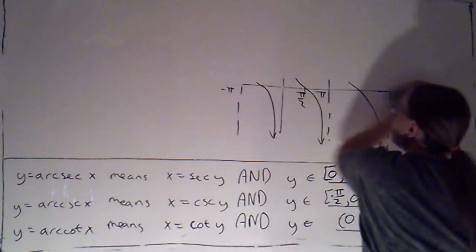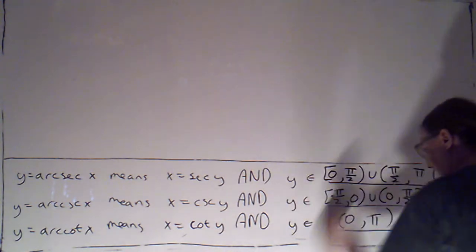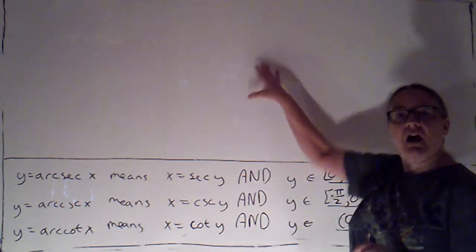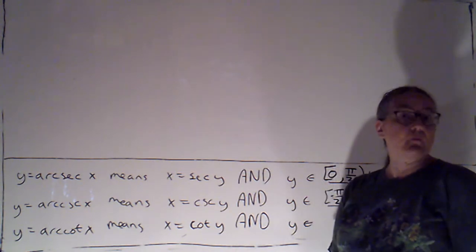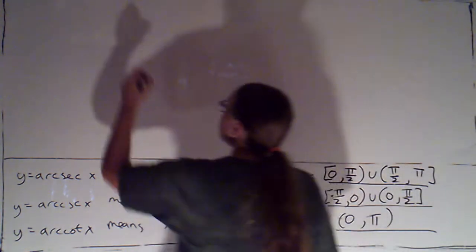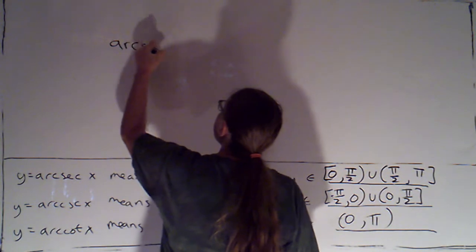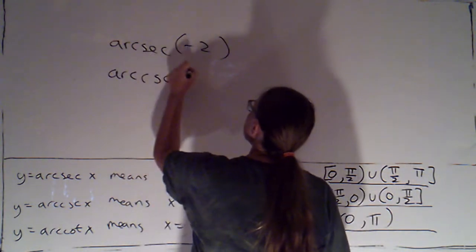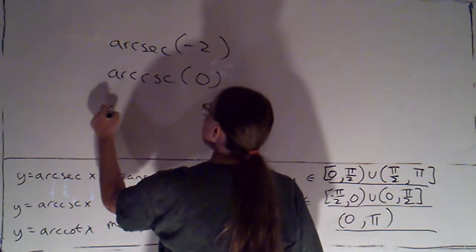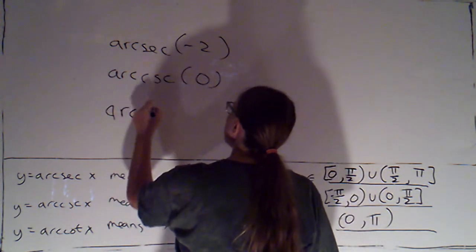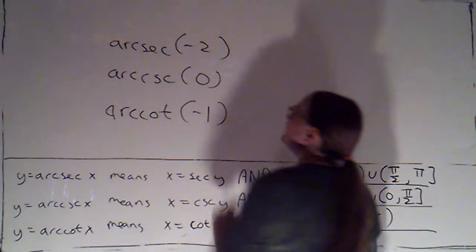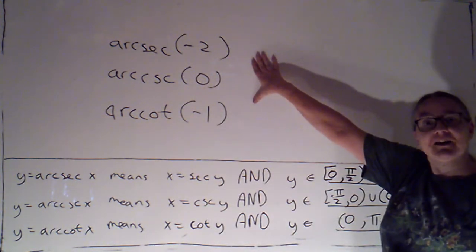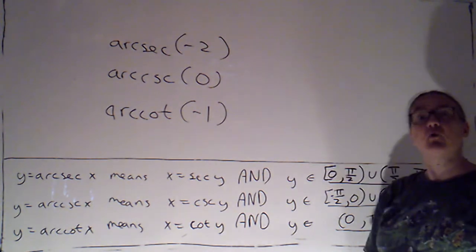Okay, I'm going to just put 3 problems up to evaluate some of these new inverse trig functions. Give those a shot before you tune into the next video, and then we'll go over those together. Okay, so let's try arcsecant of -2, arccosecant of 0, and arccotangent of -1. Okay, so try evaluating all of those. The next video we'll go over those together.